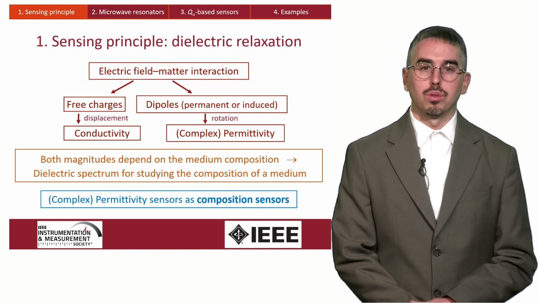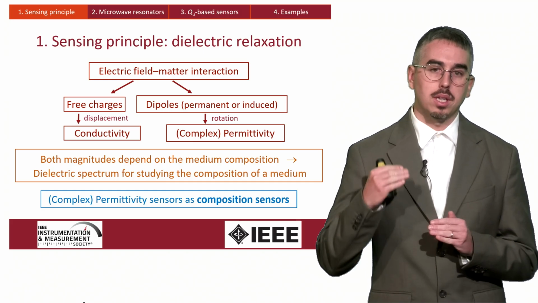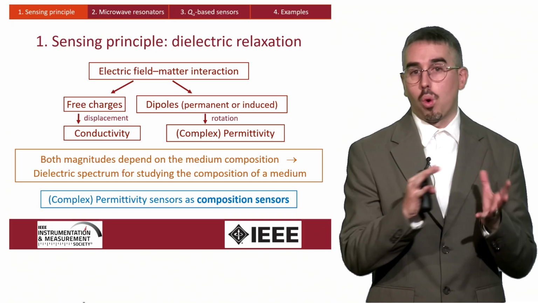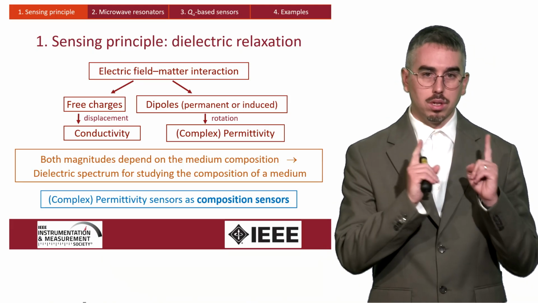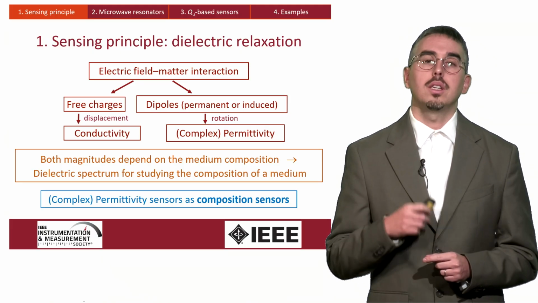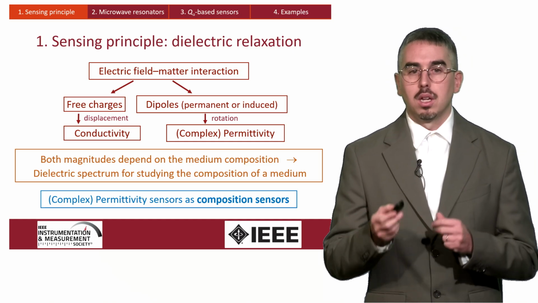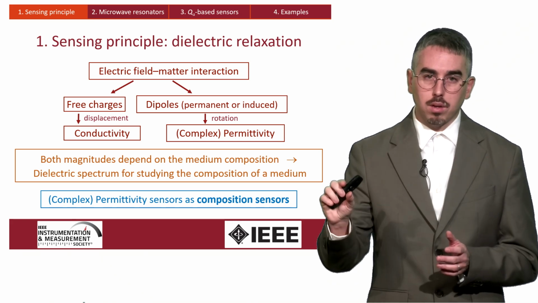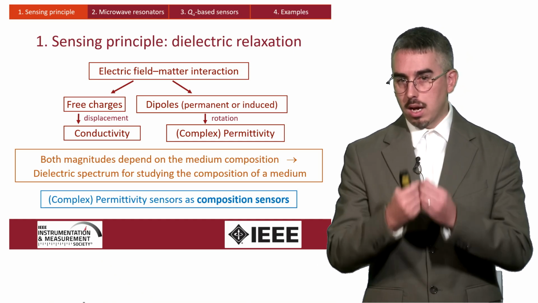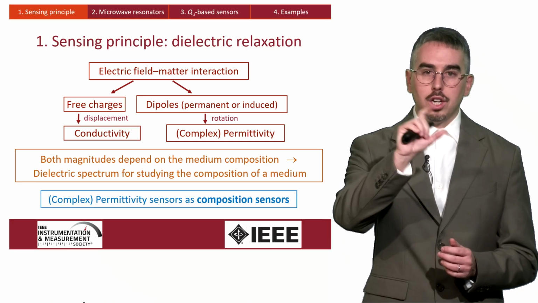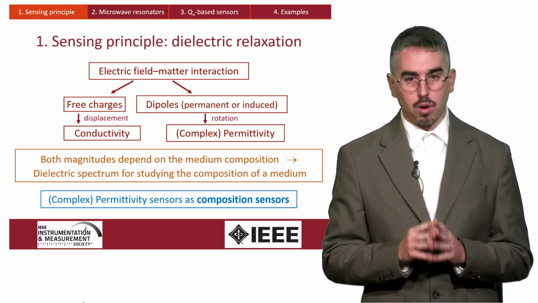So the first question we need to ask is, what happens when we apply an electric field into a piece of matter? When we apply an electric or electromagnetic field into a certain material, this interaction between the field and the material will indeed depend on whether the charges are free or bound, forming dipoles. For free charges, we have a displacement of the charges that results in an electrical conductivity. If the system is composed of dipoles, what we will see is a rotation of the dipoles that will try to align parallel to the direction of the field.